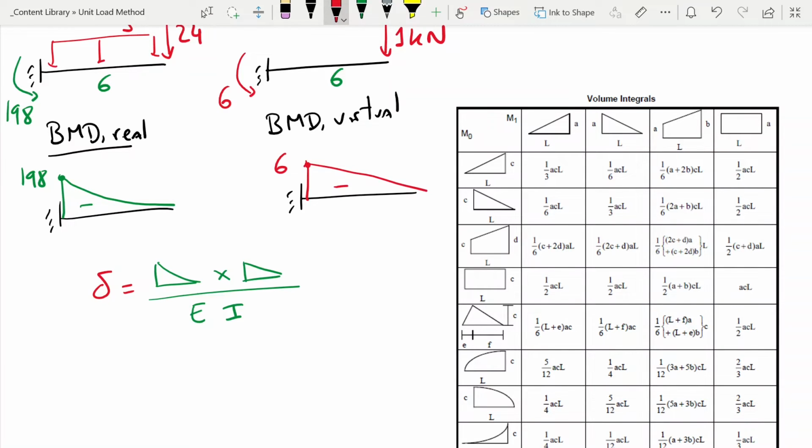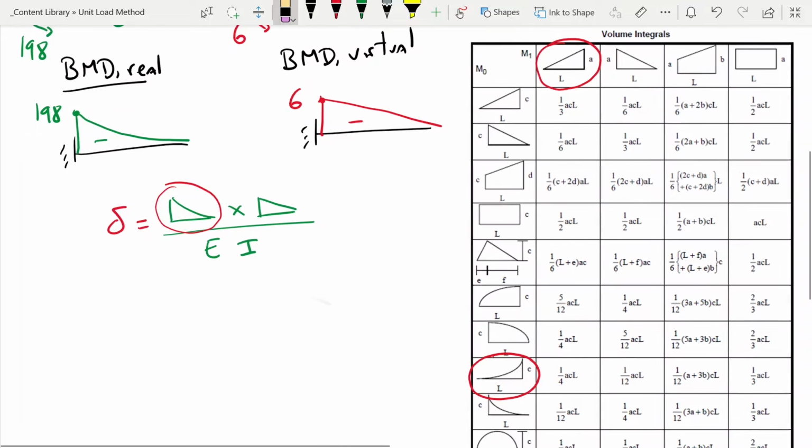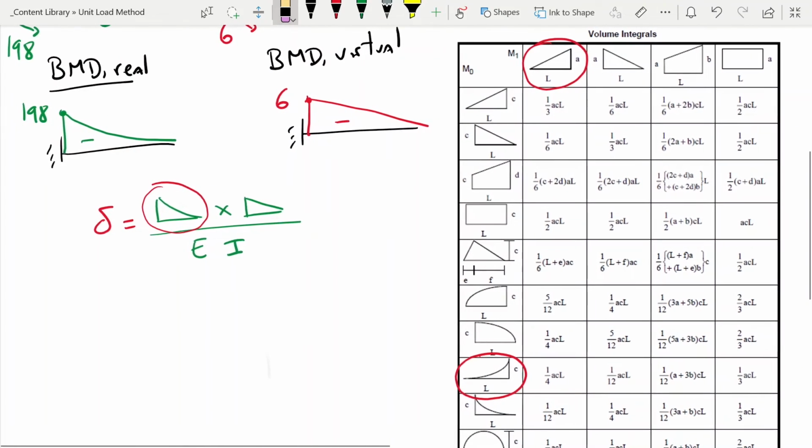Because this parabola here, this parabola that is defined by that 198, is not a pure parabola like the one described in this picture. So if you want to use this table, if you want to do the parabola times the triangle, you need this parabola here to be defined only by the UDL. So what we have to do in this case is to separate this diagram into two.